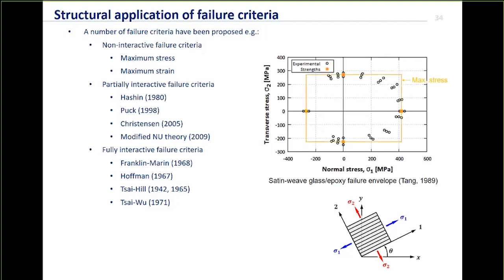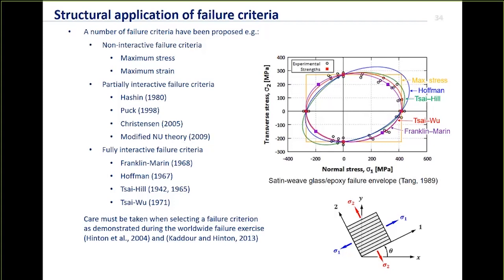All that these are doing is providing you with some kind of function that tries to fit the data. As you can see, here's an experimental envelope. The max stress doesn't fit this one very well. Tsai-Hill's a bit better. Hoffman maybe a bit worse. Tsai-Wu looks a bit better. Franklin Marin, all that looks great. So there's a whole bunch of possible failure criteria in there, and they're all different. They can't all be right.